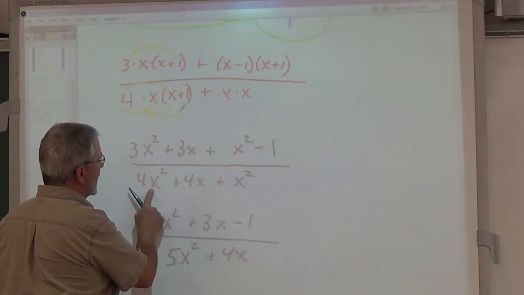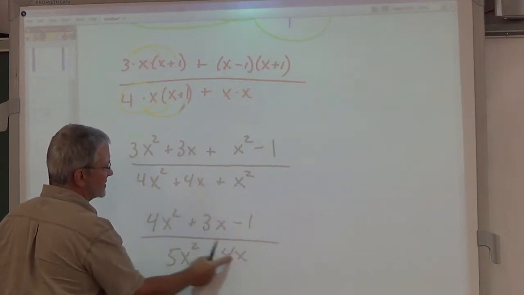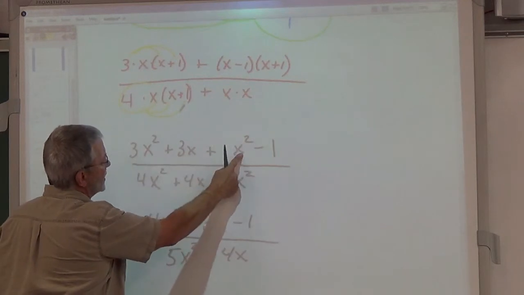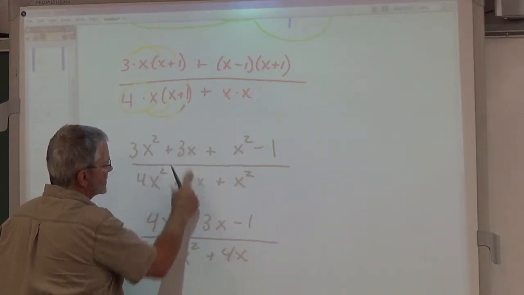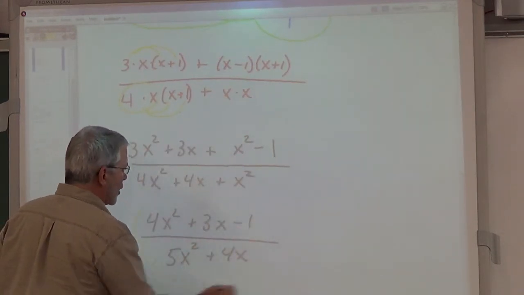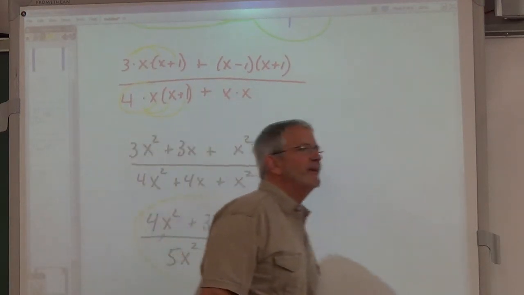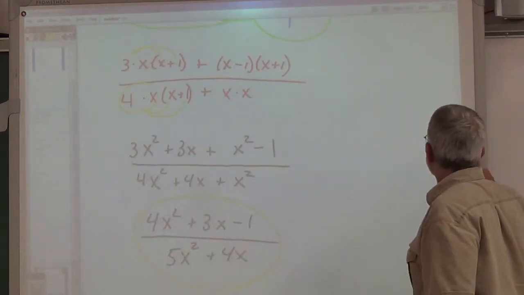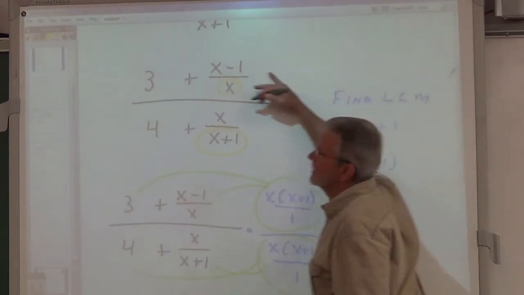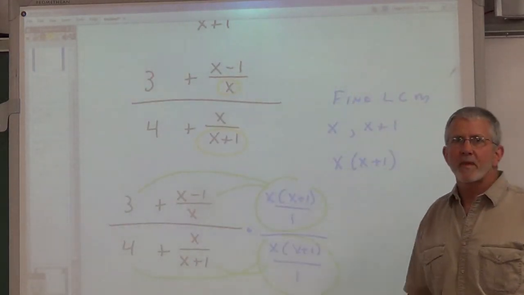Plus x squared. 4x squared plus x squared is 5x squared. I just have a 4x. I have a 3x squared plus an x squared is 4x squared. I still have a 3x and minus 1, and bingo, bam, that's the simplified version of this nasty, complex thing here. Okay? So there you have it.